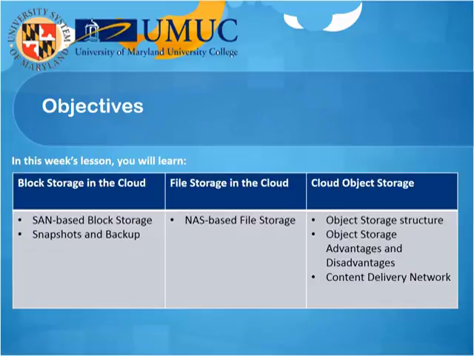Next, we will talk about 3 kinds of storage available in the cloud: storage area network-based block storage. Among its typical usages are taking snapshots and backups, network-attached storage-based file storage, and also cloud object storage. We will talk about object storage structure, advantages and disadvantages, and also how it works with content delivery networks.